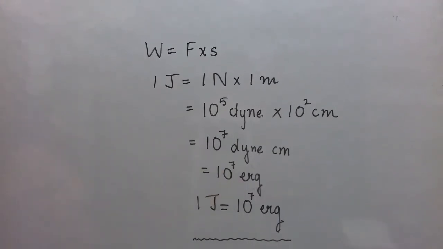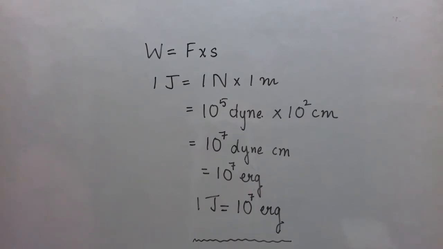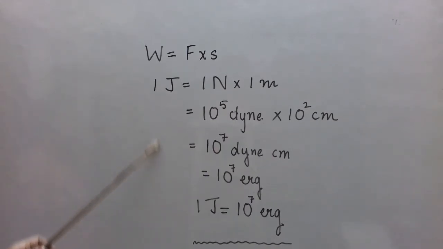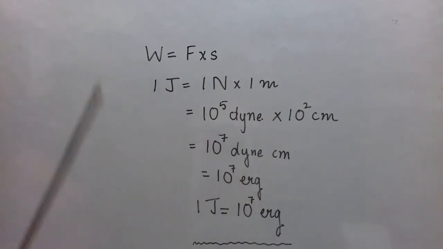I hope now you have learnt the definition of work. You know it is a scalar quantity. You can state and define its SI and CGS units, and also you can do the conversion between the SI and CGS units of work.